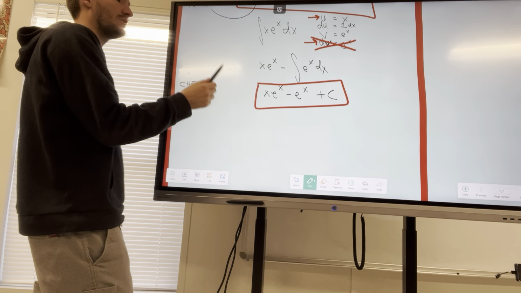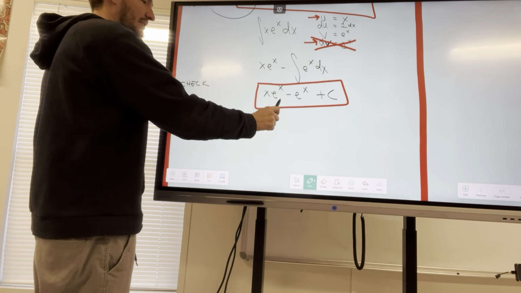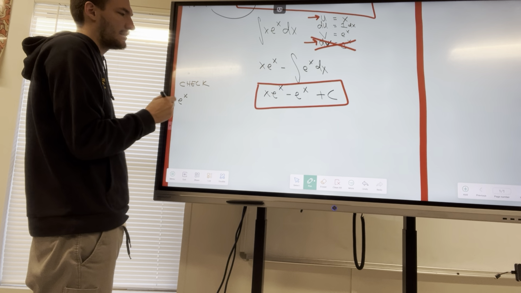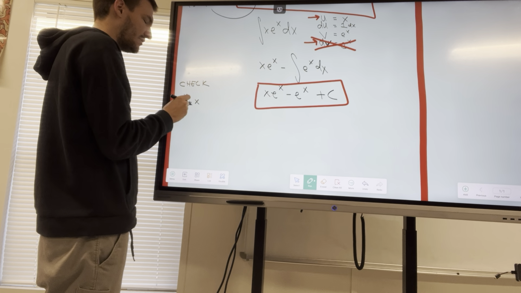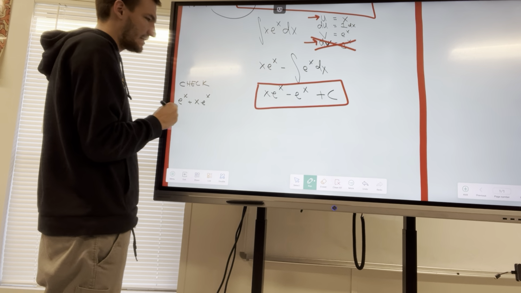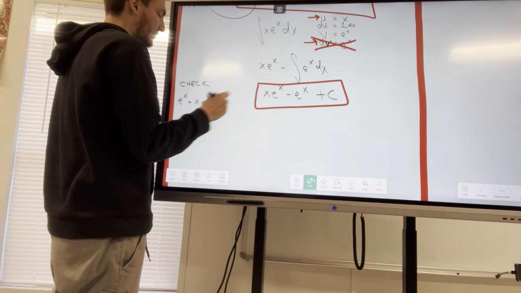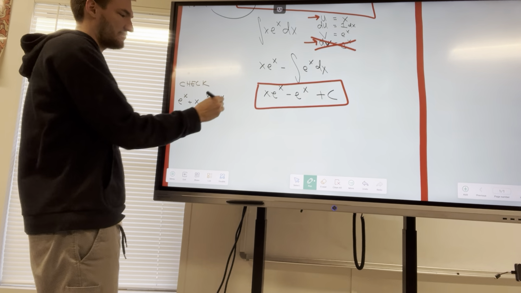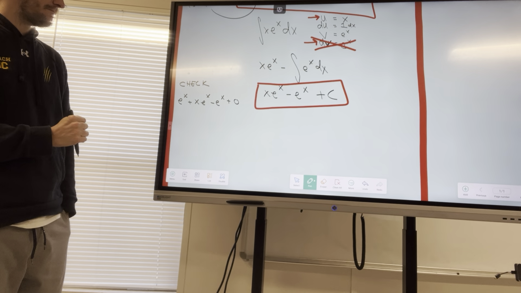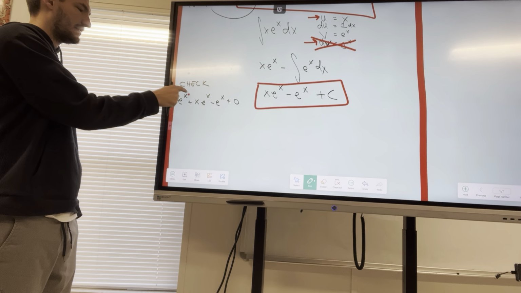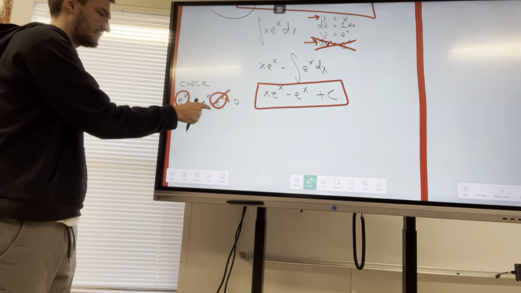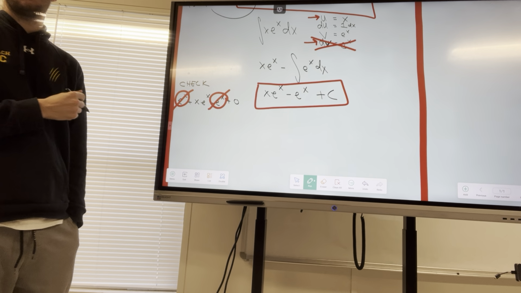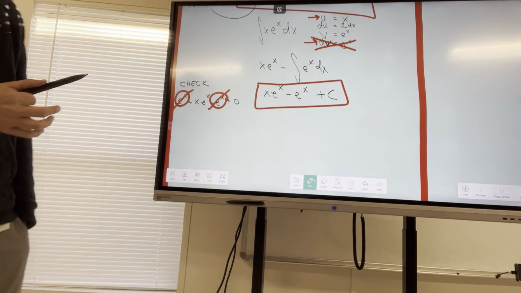If we want to check using derivatives of our answer, this first piece is a product rule. So we'll take the derivative of the first, e to the x, plus leave the first one alone and take the derivative of the second, e to the x. Take the derivative of this piece, negative e to the x, and then take the derivative of c, it's just 0. We have an e to the x and a minus e to the x. And we get back to just x e to the x. So this did work great.